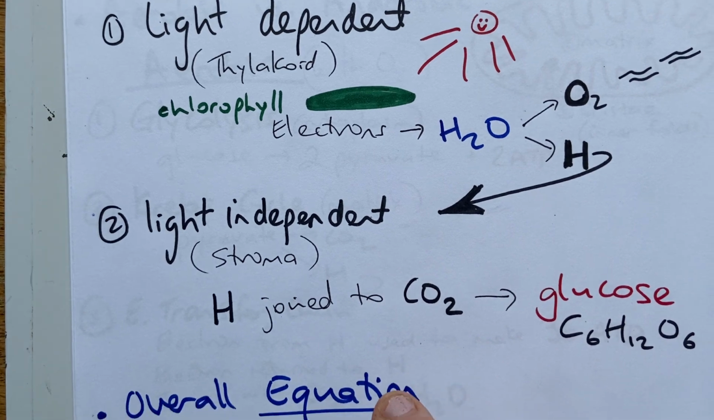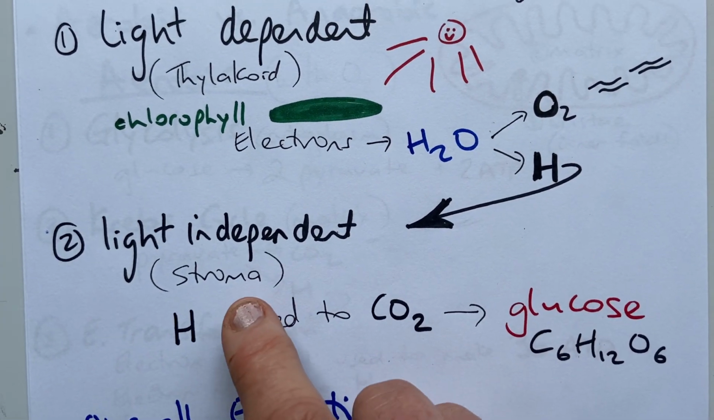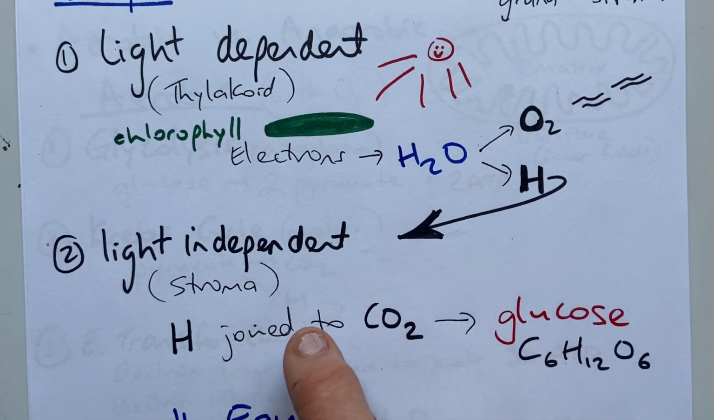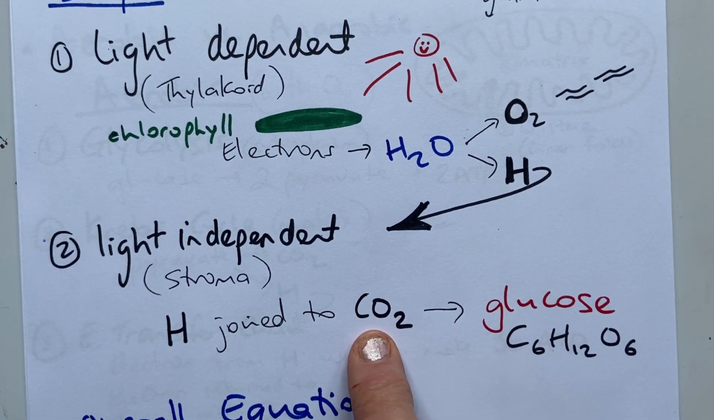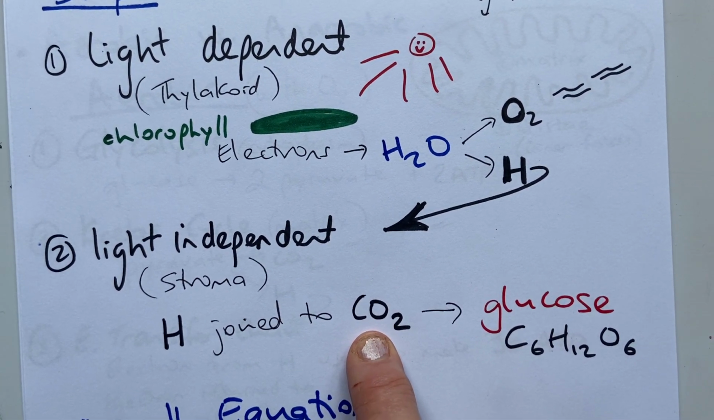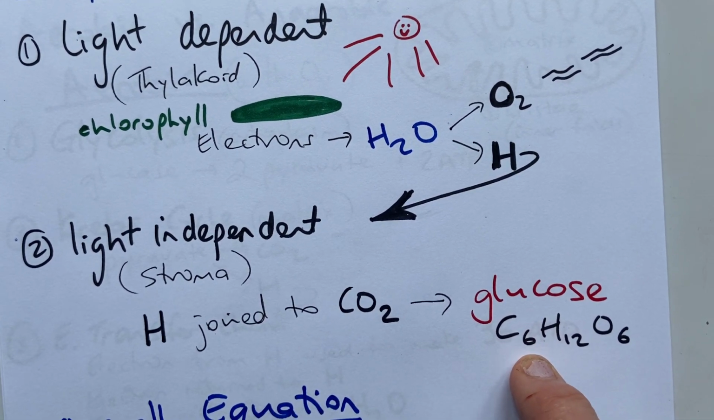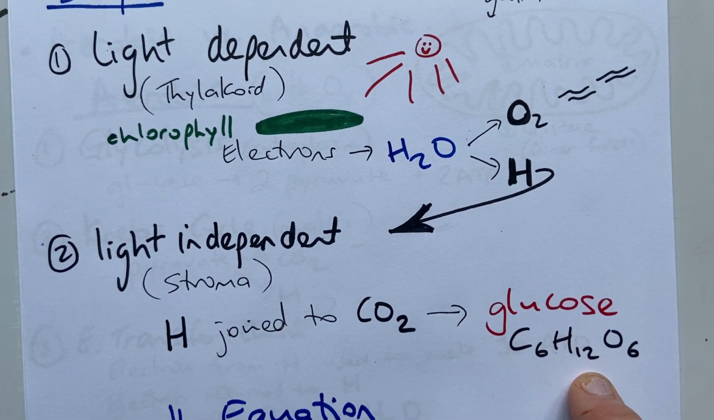The next stage is the light independent stage, which doesn't need the sun anymore. It happens in the stroma, so in the liquidy part in between those stacks of grana. And that hydrogen from the breaking down of the water is joined onto carbon dioxide that the leaf has got in through the holes in the bottom of it. And those two things joined together can make glucose. So we've got our hydrogens and our carbons and our oxygens, and that's the formula for glucose.